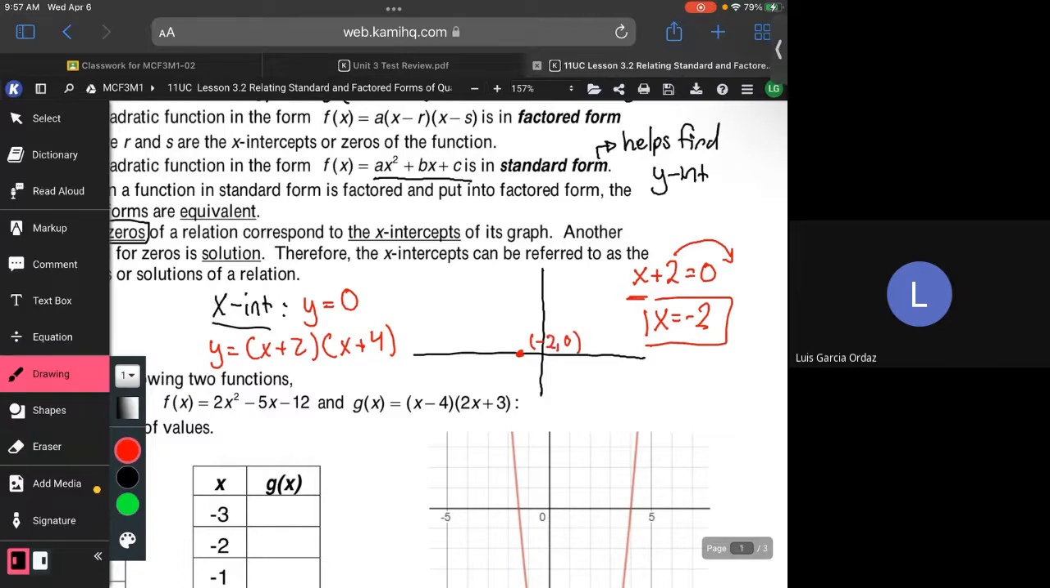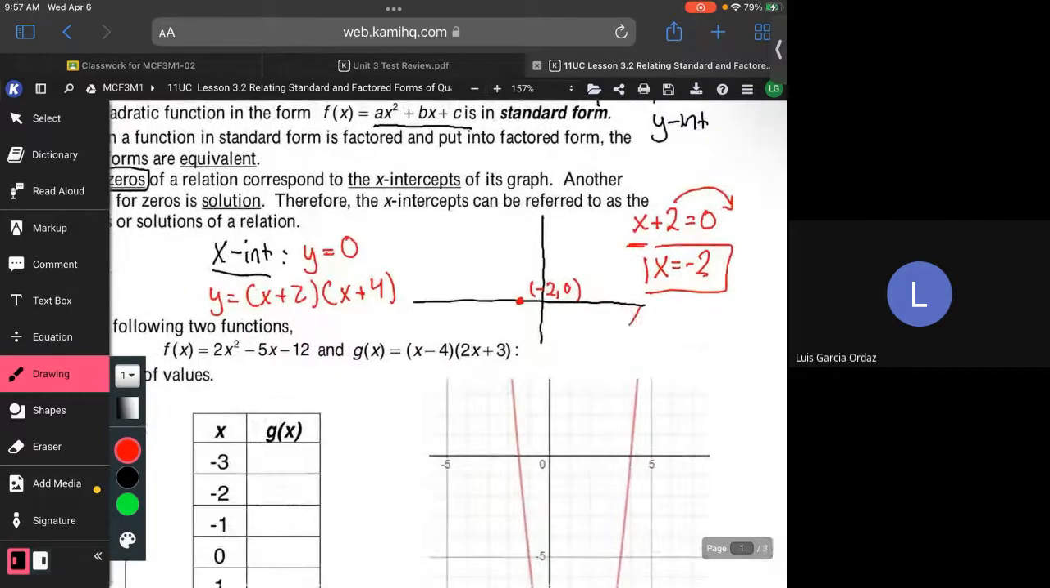And who can tell me how I'm going to find my next x-intercept? What do I have to do, Emma? You would do x plus 4 equals 0, yep, and then move the 4 over. So it becomes what? Then it would become negative 4. Yeah, x is equal to negative 4. So that is my second x-intercept, and it's going to be right over here. Negative 4, comma 0.